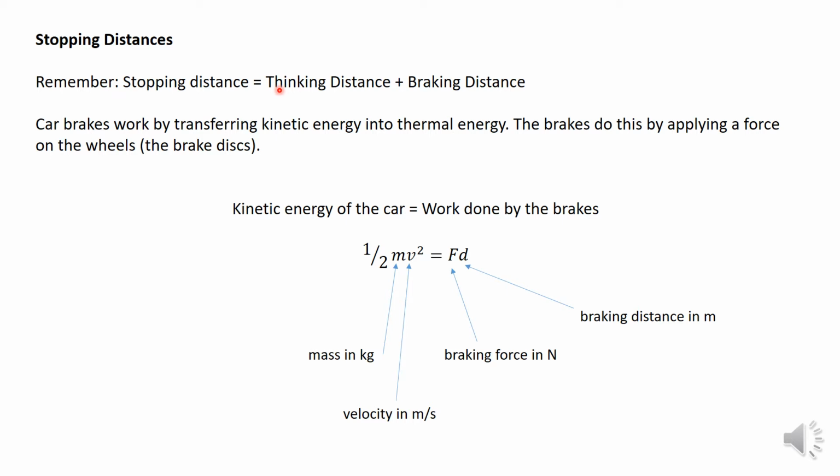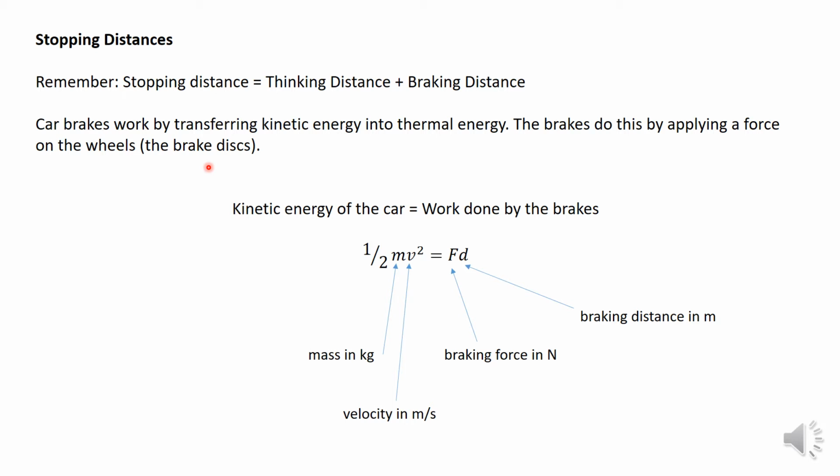The thinking distance is the distance the car travels in the time it takes the driver to react, so from the point when the driver sees the hazard to the point where the driver starts to press down on the brake pedal. And the braking distance is the distance the car travels from the moment the brakes start to be pressed to the point where the car has actually reached a stop.